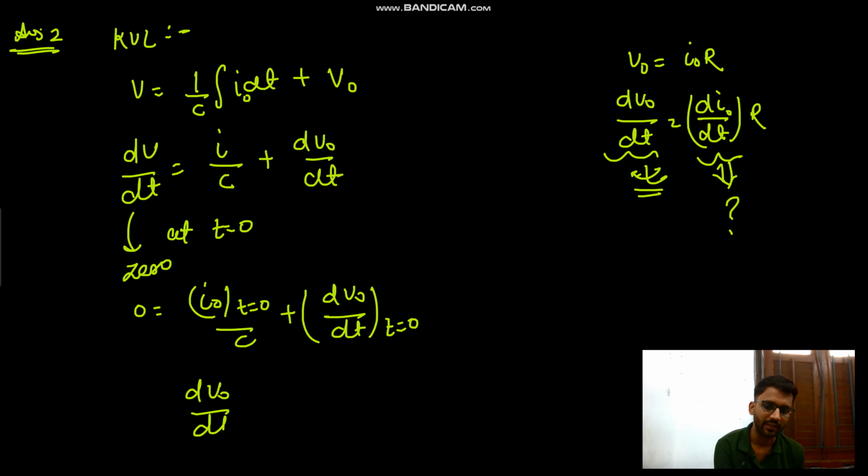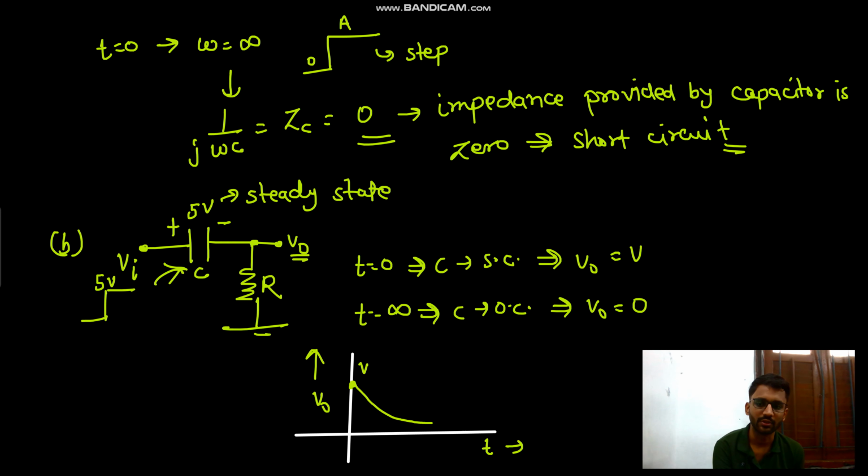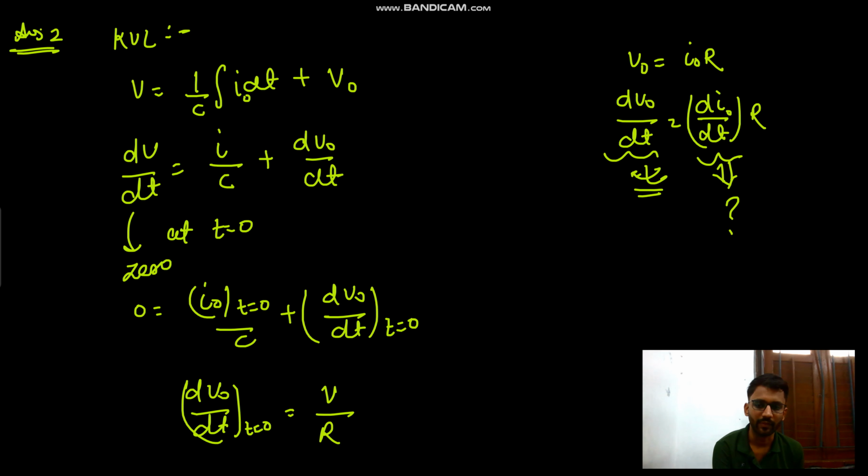So dV naught by dt at t equals 0 would be, what is the current at t equals 0? It was V by R, right? I told you here this will be short circuited, so the current would be V by R. So it would be V by RC, but with a minus sign, minus V by RC. So this is the slope of output voltage at t equals 0.